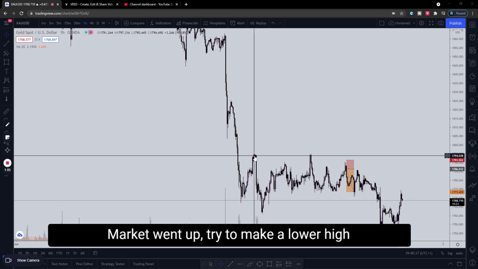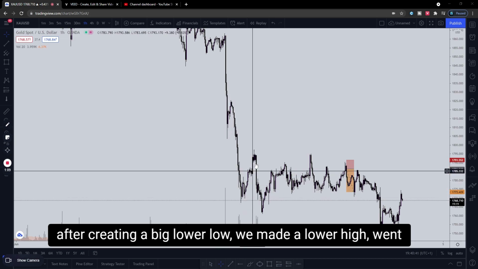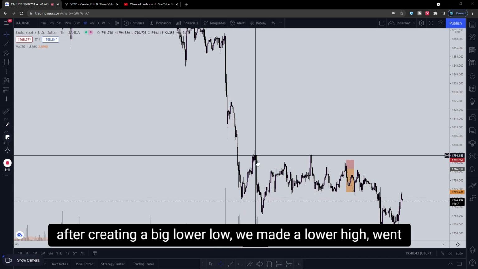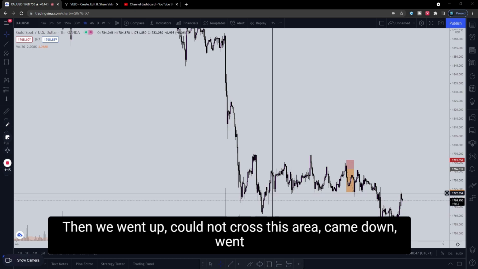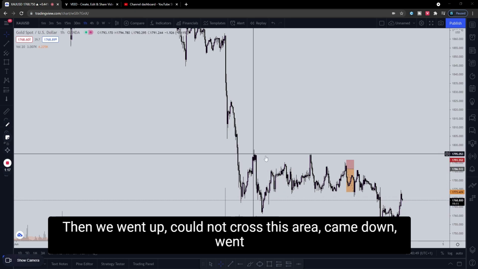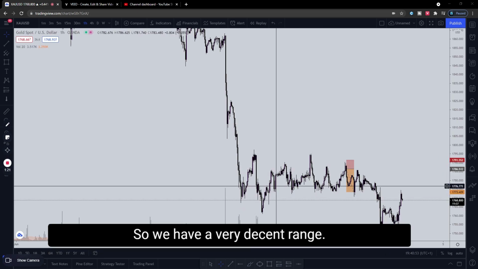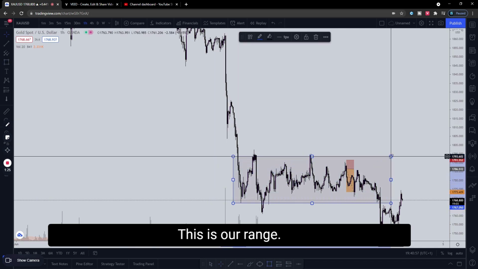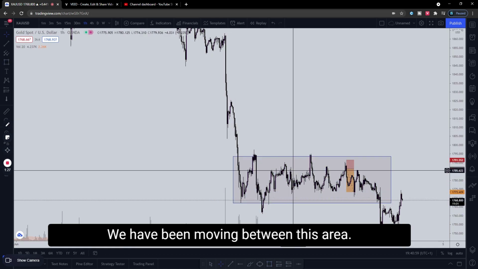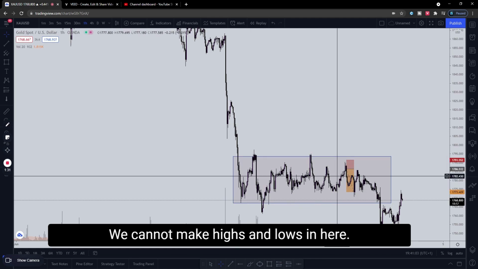Market went up, tried to make a lower high after creating a big lower low. We made a lower high, went down, could not make a lower low from this point. Then we went up, could not cross this area, came down, went up, came down. So we have a very decent range. I should highlight this. This is our range. We have been moving between this area. We cannot make highs and lows in here.